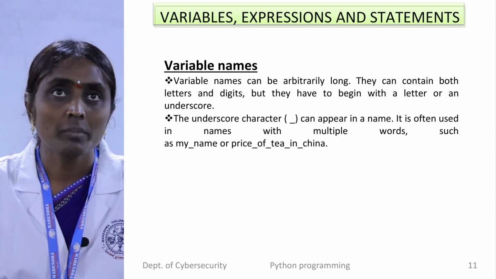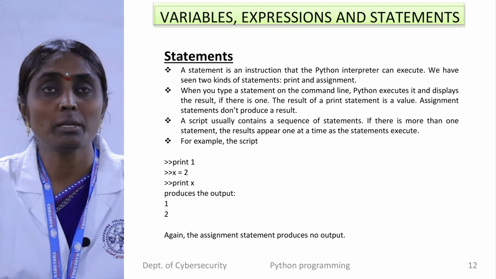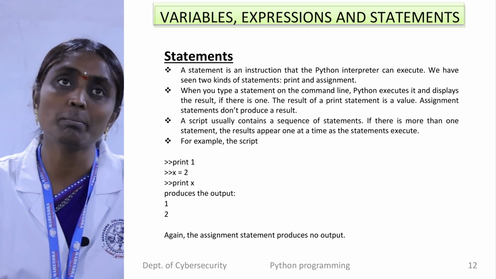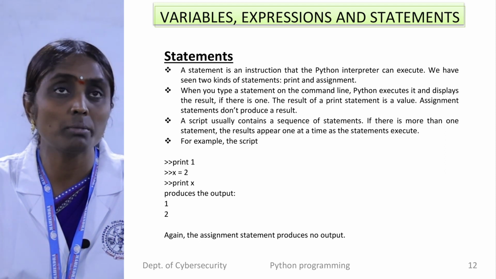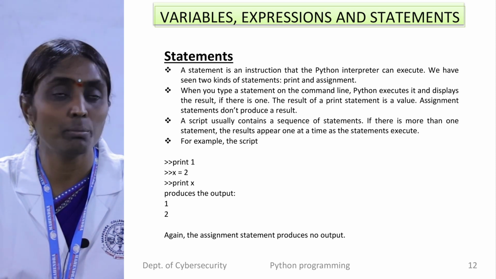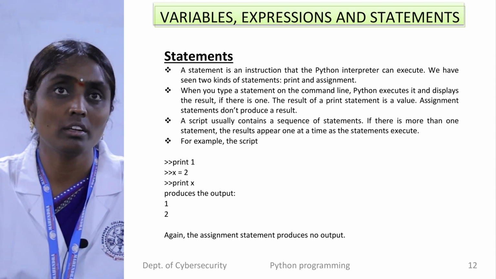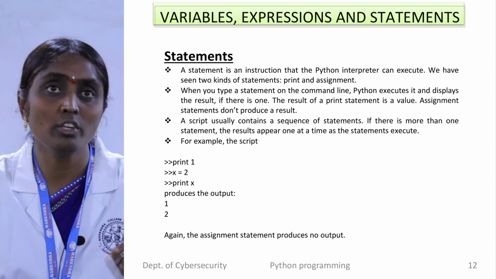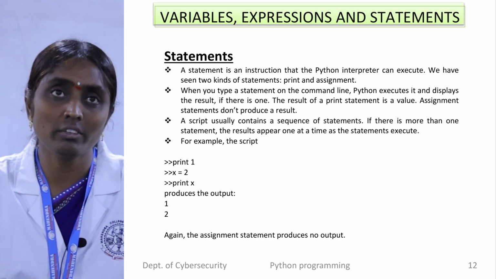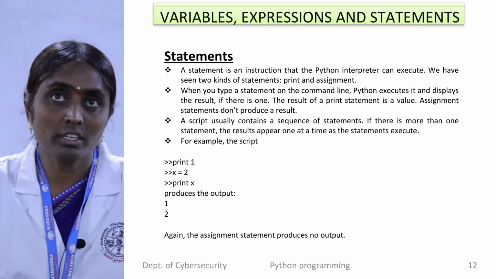Verify it. Next one, statements. A statement is an instruction. There are two kinds of statements: the print statement and the assignment statement. The print statement provides an output, whereas the assignment statement cannot provide an output. In this example you can check it: after print, some value is added and that value is printed. Whereas in assignment, it can only assign the values. It cannot print. That is the difference between print and assignment statements.